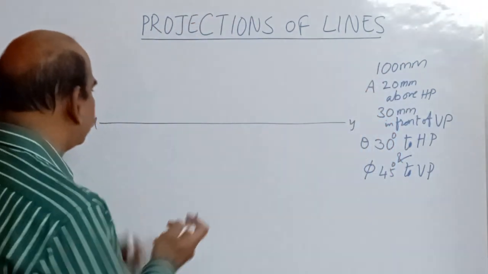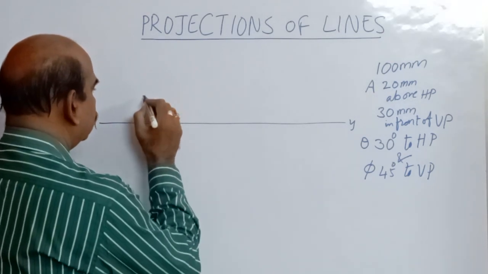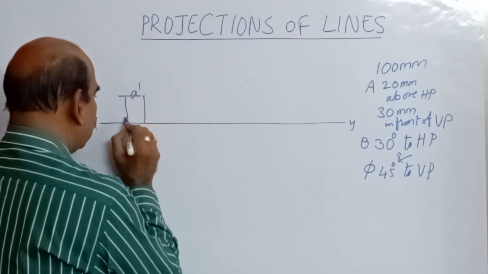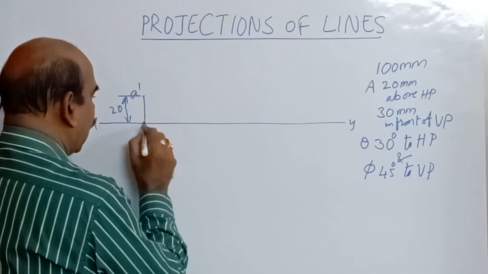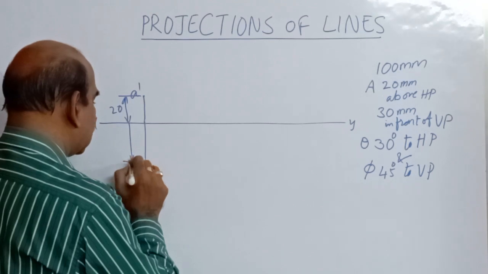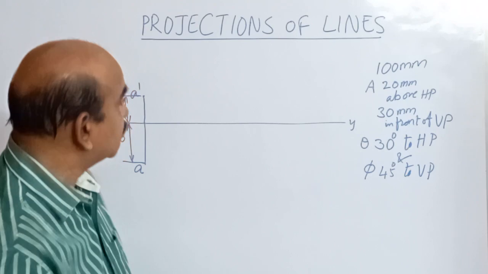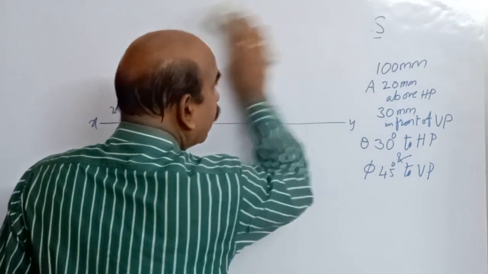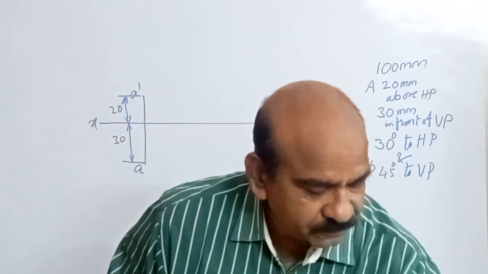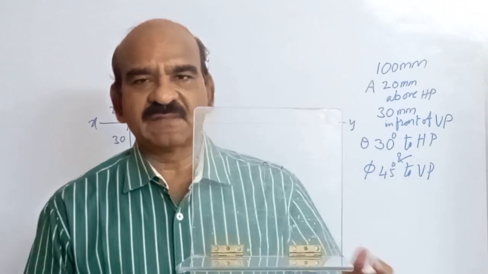Point A is 20 mm above HP, so A dash is 20 mm, and 30 mm in front of VP, in the top view, that is 30 mm. Now, say I'll just erase this. We have taken the planes like this.